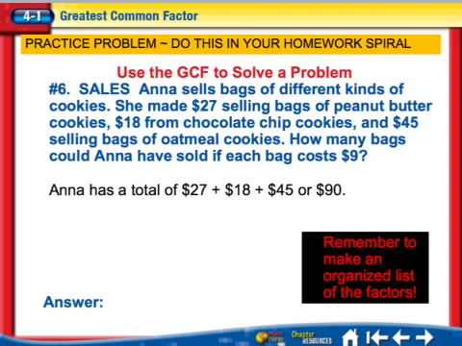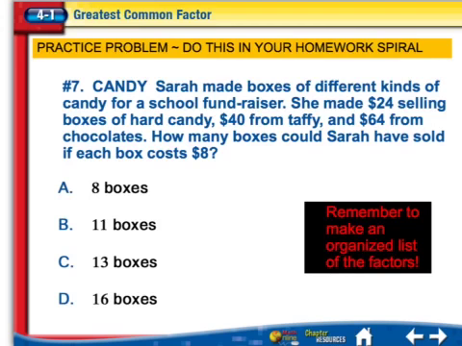Here's your next homework problem. Make sure you take time to show your work, solve, and star your problem. This is your last homework problem. Once you've figured it out, you're done for the night.